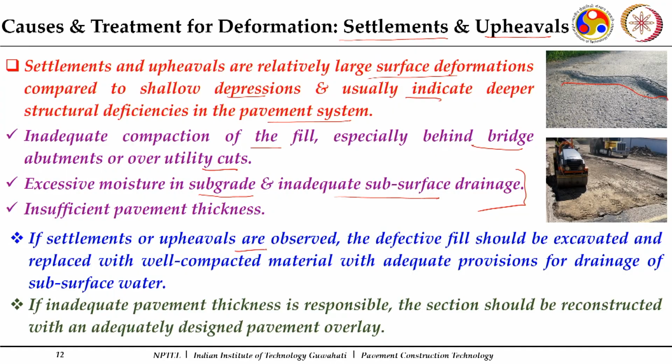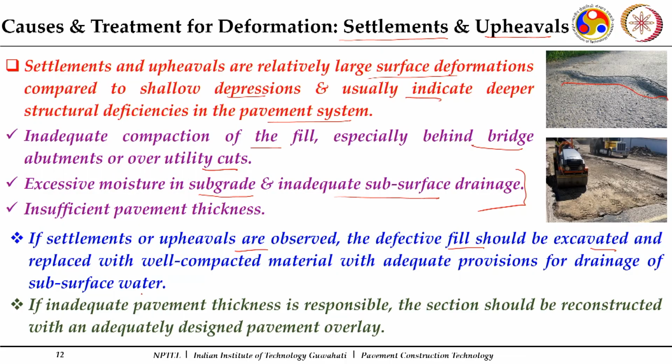So, if settlements or upheavals are observed, the defective fill material should be excavated. We need to go deep down to the layer where this is actually happening, and that needs to be removed and replaced. If it goes deep down, we have to ensure that the subsurface drainage is not getting affected. That has to be properly maintained. The material used during backfilling should match the existing material, so that this defect can be properly addressed.